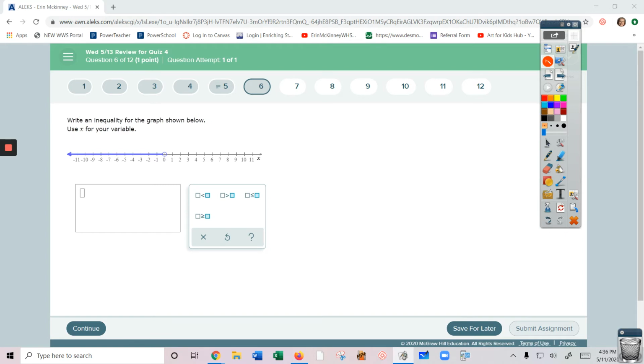Okay, then in reverse order, right, this is asking us to write the inequality. It's telling us to use the variable of x. So I know I have x, and I know that this is at the number 0. I then can tell that because this circle is not filled in, I want one of these inequalities. And because this is shading this direction, right, I want the one that has the arrow pointing that way. And so I would have x is less than 0.